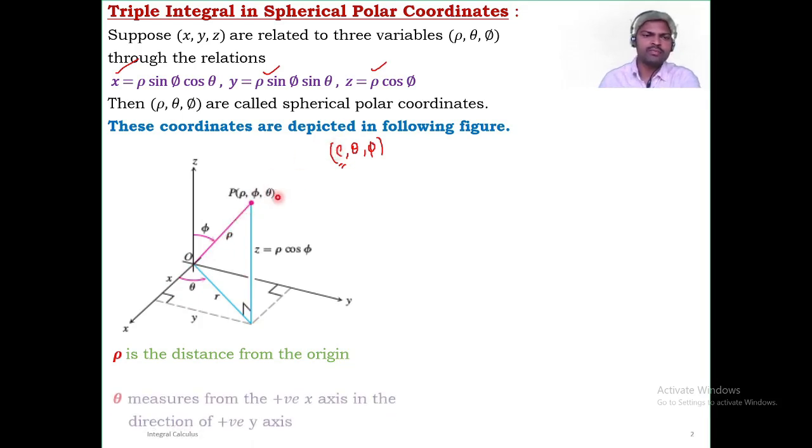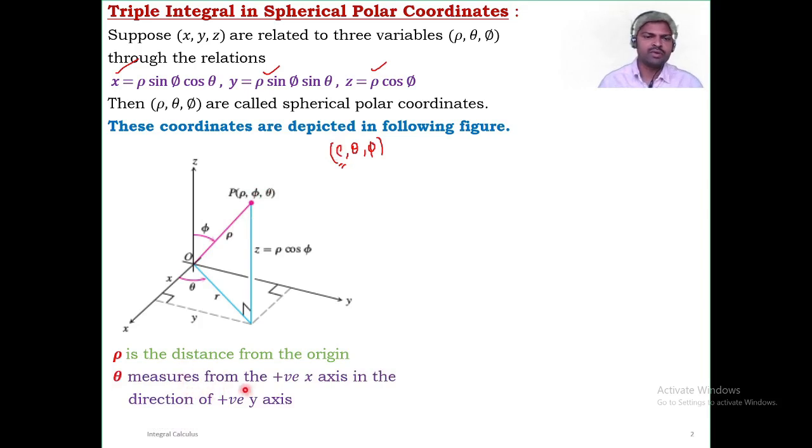And what about theta? Theta measures from the positive x-axis. So this is theta. Theta is the angle between the r-axis and the positive x-axis. This is the positive x-axis and this is the r-axis. So the angle between the positive x-axis and this r-axis is nothing but theta, and it is measured from the positive x-axis in the direction of the positive y-axis. This is the y-axis. Okay.